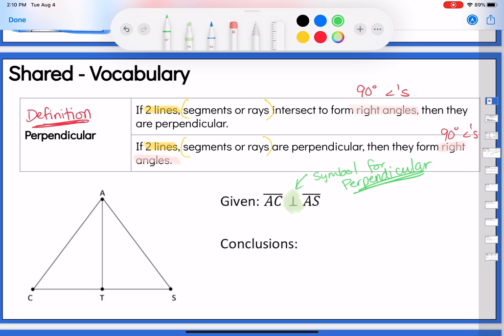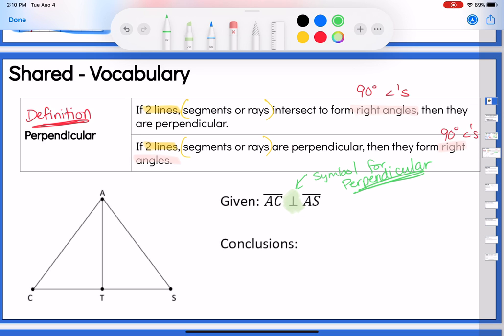And now it says, what are the conclusions? So if you look at that picture, based on the given, what do you know about the picture? Don't write out things that we can assume from the diagram. Angle CTS is a straight angle. Sure, you're right. But just based off of that given, what do you know for sure about your picture? Go ahead and pause your video and see what you can come up with.